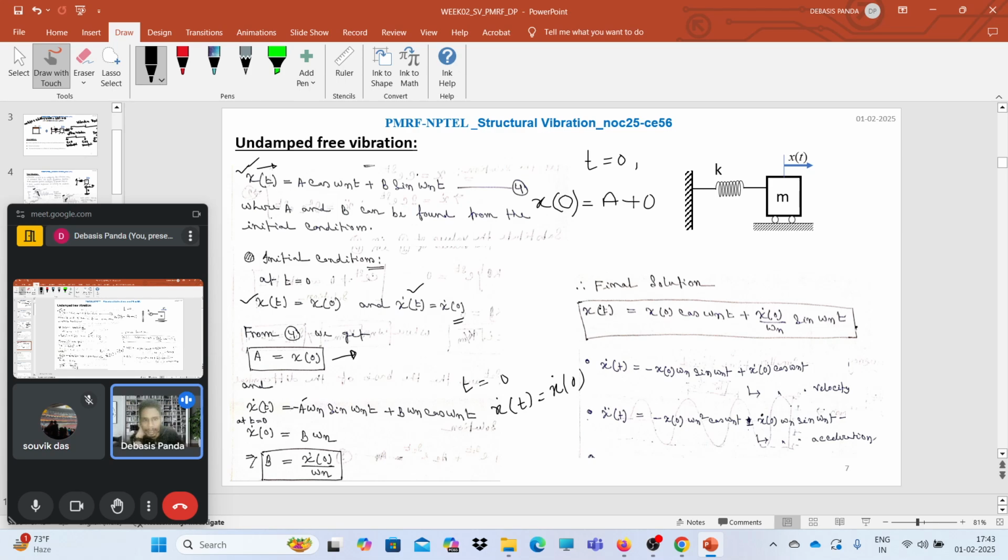Now put this in the equation here, equation 4. So we'll get the final solution in terms of this. x of t is nothing but x naught cos omega n t plus x dot naught, that means the initial velocity, divided by the natural frequency, sin omega n t. So this is the final solution for the displacement of an undamped free vibration case.